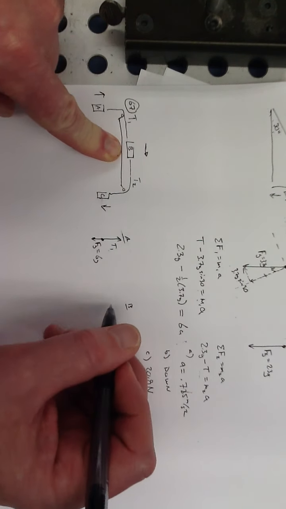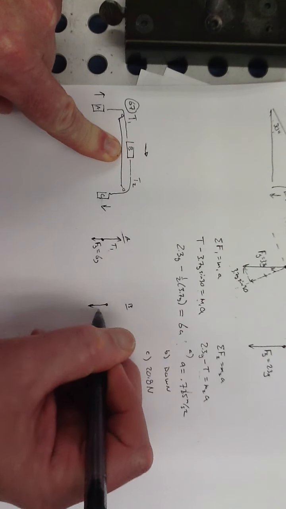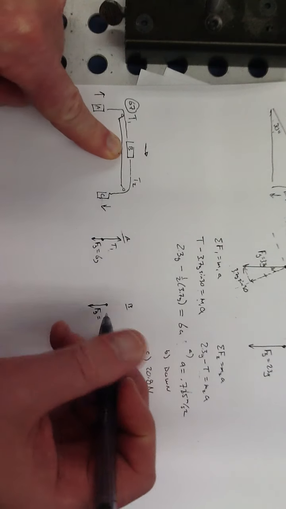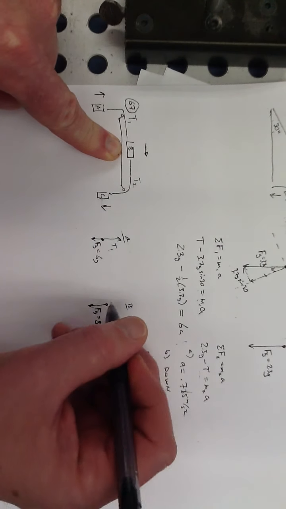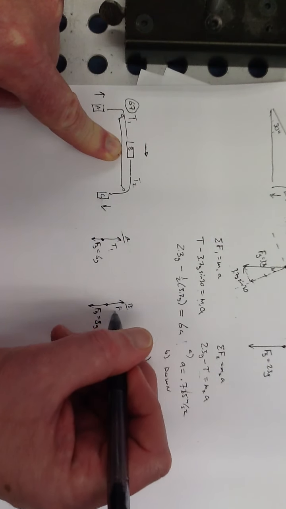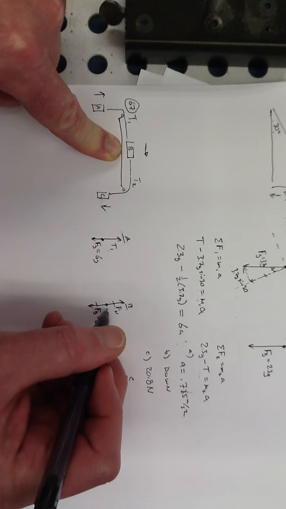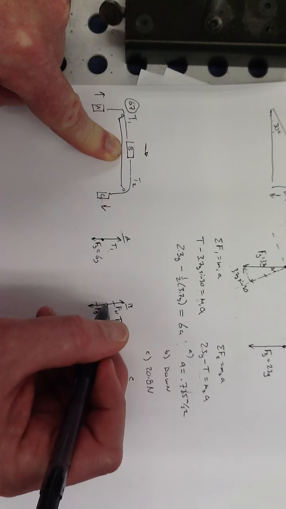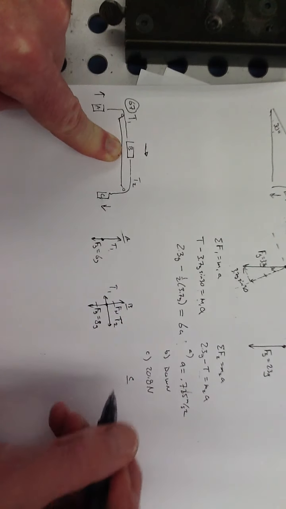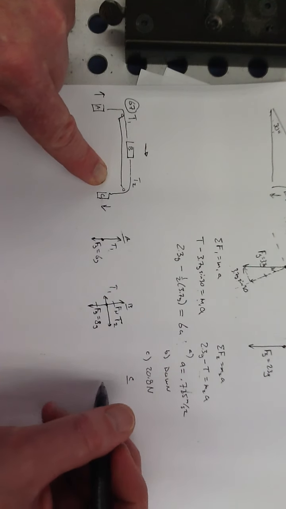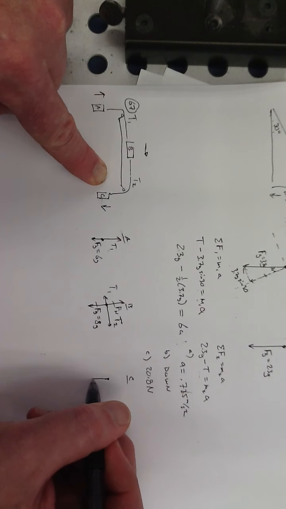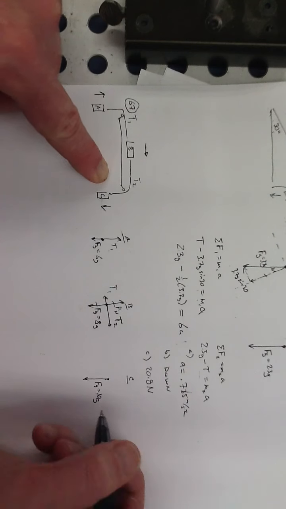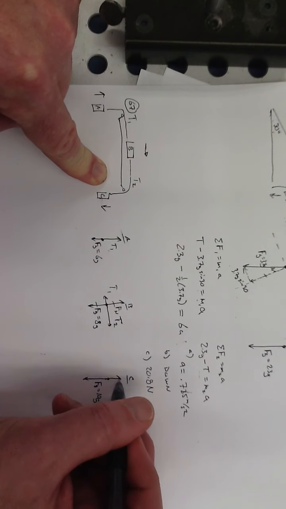On block B, I've got gravity, which is that one 8G, balancing the normal force, and then T2 is going to be winning versus T1. And then on block C, I've got gravity 10G beating T2.